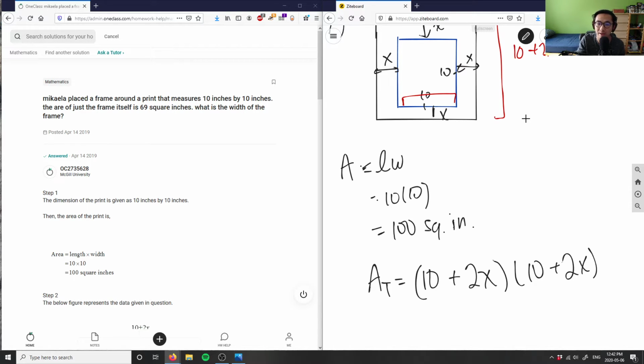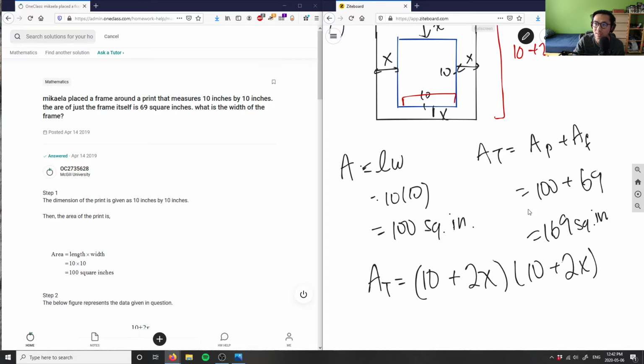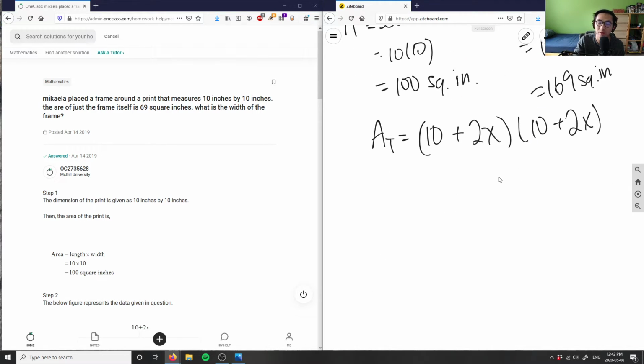So we can basically add up the total area. We can say it is the area of the print plus the area of the frame, right? The area of the print here is 100 square inches. The area of the frame is 69, right? So the total area here would be 169 square inches. And basically, we can sub that into our equation here, right? So we know that this total area is going to equal 169.